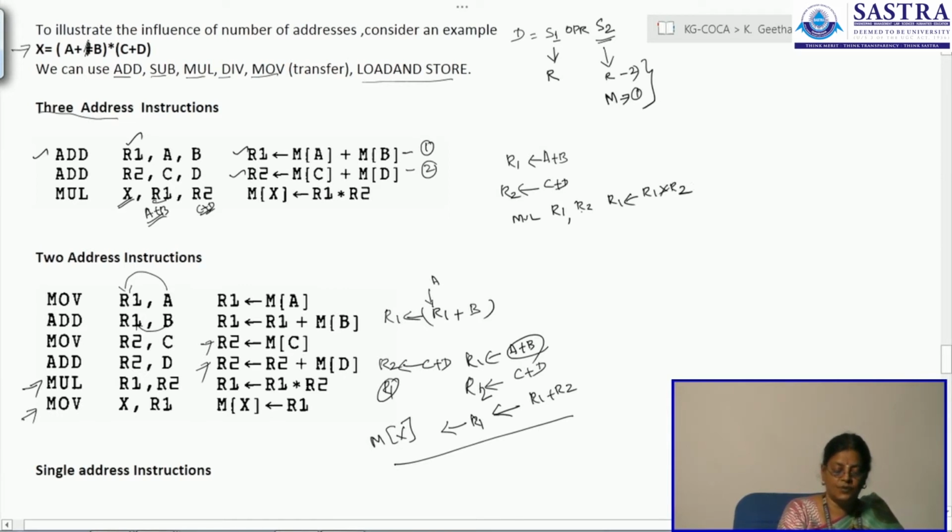After doing this, we have to store the result back in the memory. So R1 is expected to have the answer. So we will be using store. What is to be stored is available in the accumulator. Where to be stored is available in the register 2. So store R2 will help me to store the final result. So this completes the discussion of this two address.